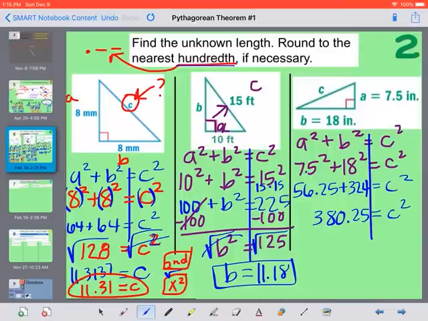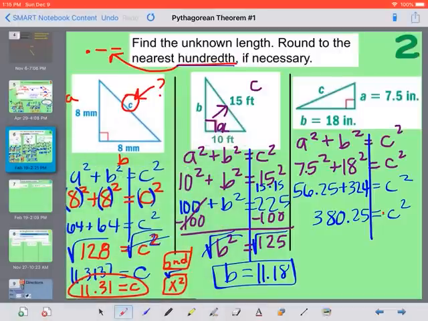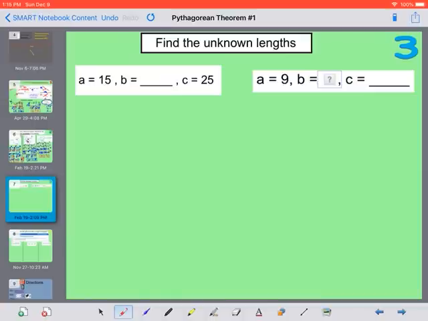And we need to find out what C is. So the opposite of a square, the power of 2, is the square root. So that'll leave us with C equal to, alright, we need the square root of 380.25. Gives us a nice 19.5. So now we know how to use our Pythagorean theorem to find one of the three missing sides. We can do the same thing without an actual picture.